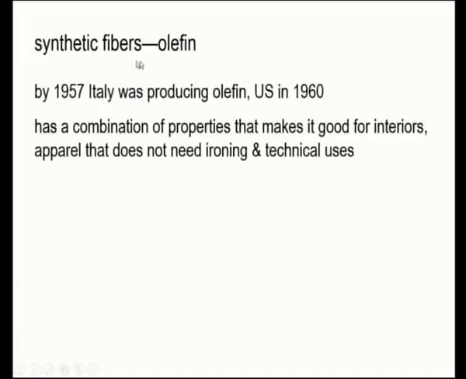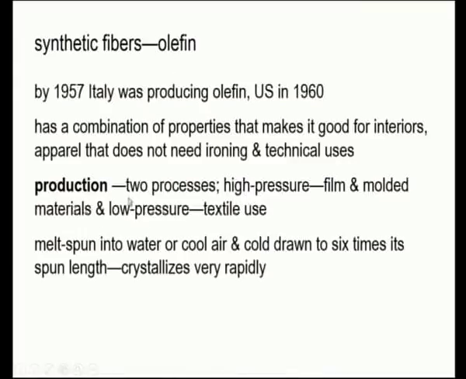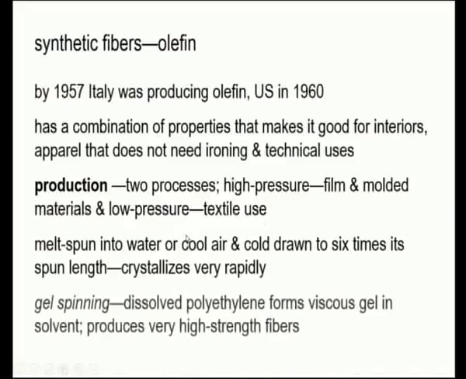Another class of synthetic fiber is olefin. By 1957, Italy had produced olefin, the US in 1960. It has a combination of properties that makes it good for interiors, apparel that does not need ironing, or technical use. Production of this olefinic fiber material has two processes: high pressure and film molded materials, low pressure for textile use. So, melt spun into water or cool air, cold drawn to 6 times its spun length, it crystallizes very rapidly. So, a very simple method to make olefin fiber materials.